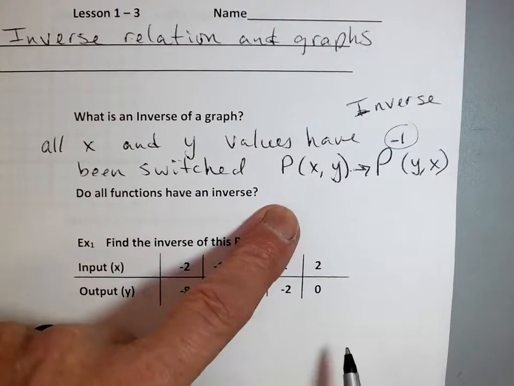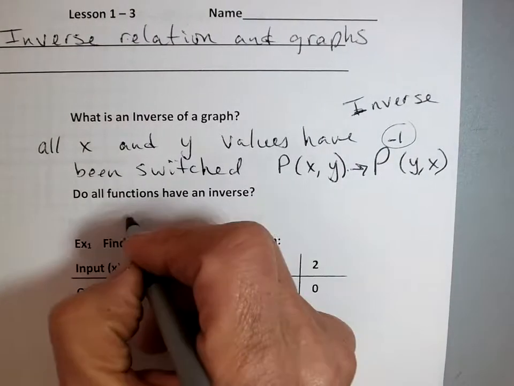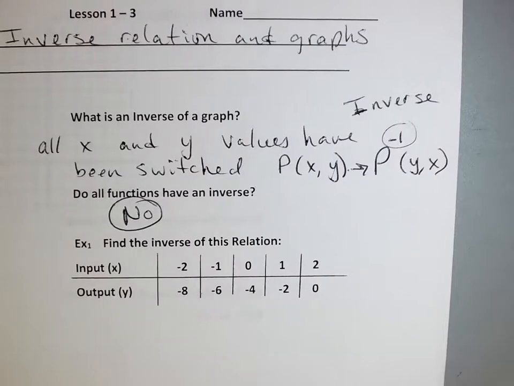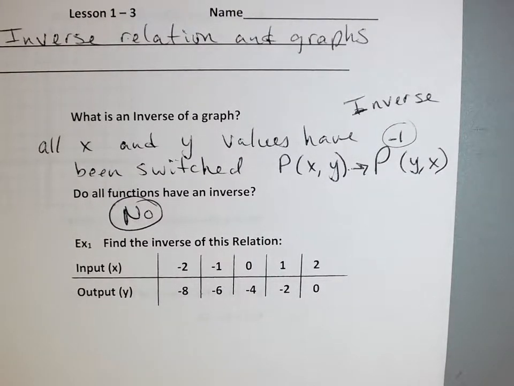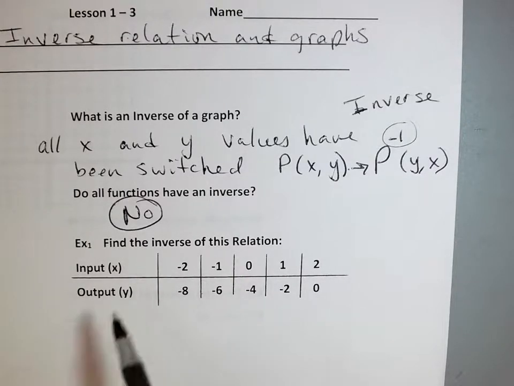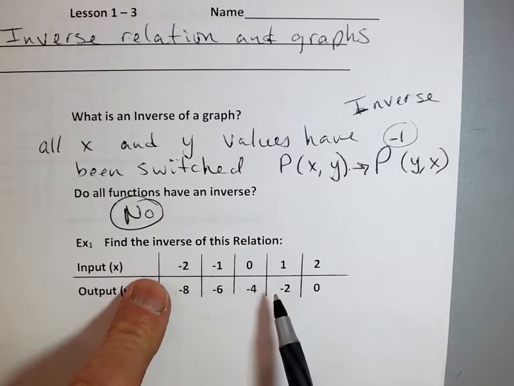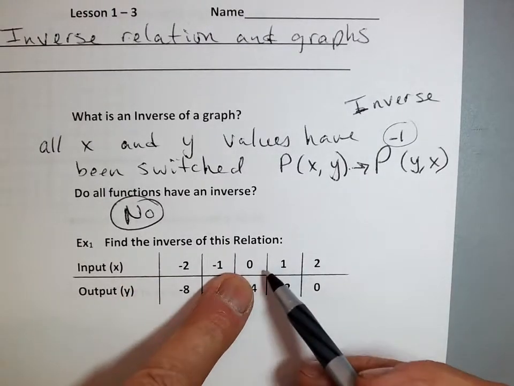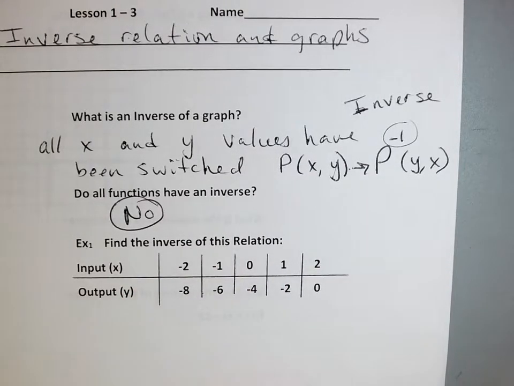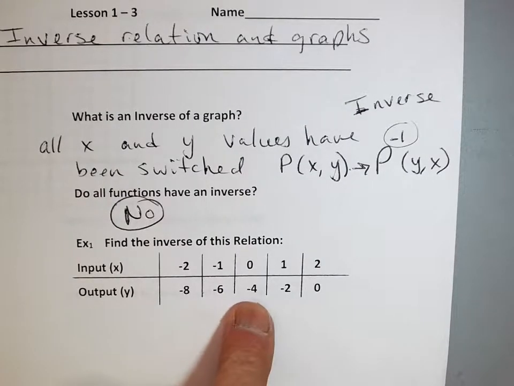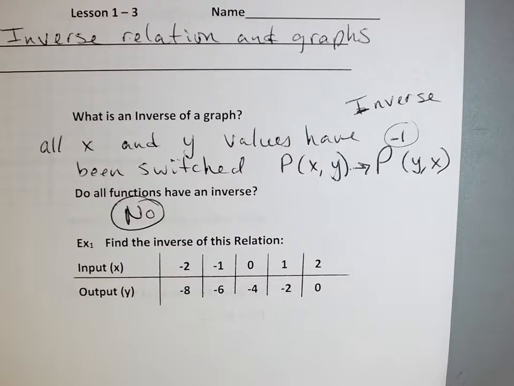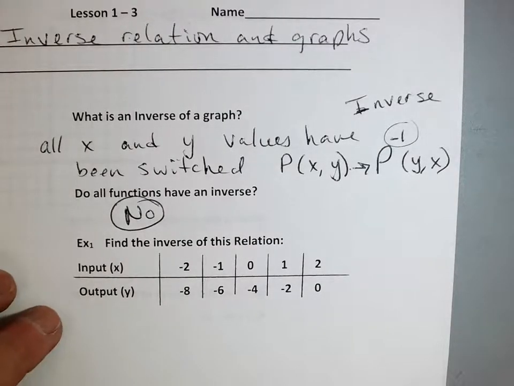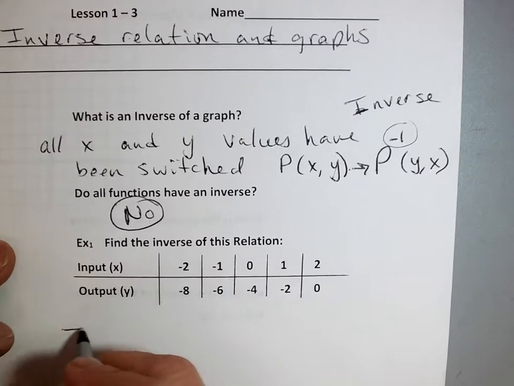Do all functions have an inverse? No. We're going to see why that doesn't work all the time. Okay, so first of all, example 1. So these are inputs, like x's. So you've got a -2, -1, 0, 1, and 2. And the outputs are -8, -6, -4, -2, and 0. Okay, we could graph it. But what I'd rather do first is just take a look at its inverse.